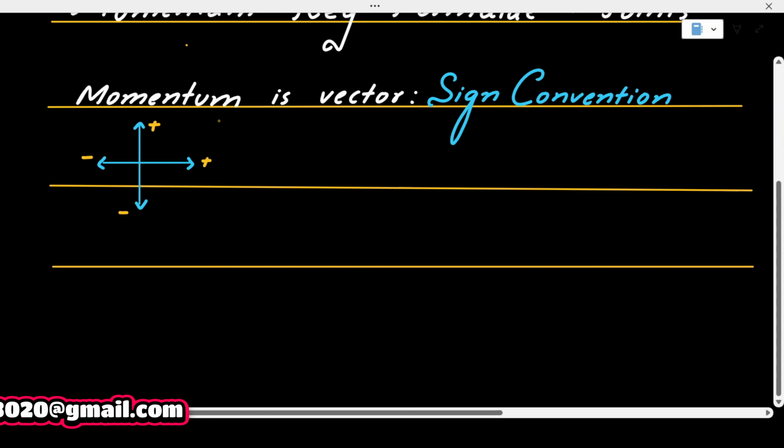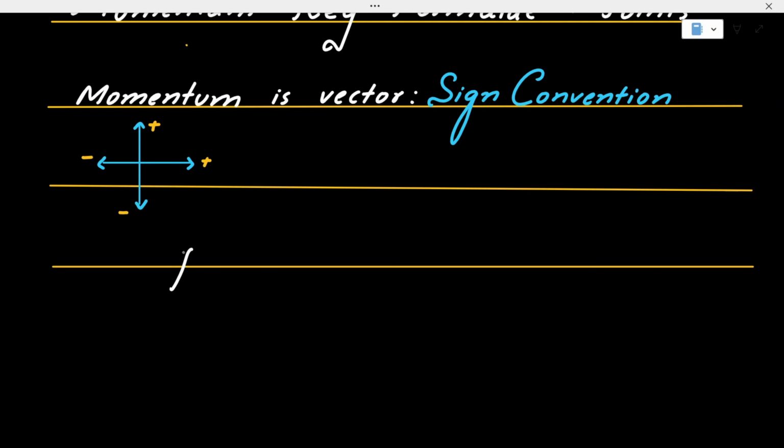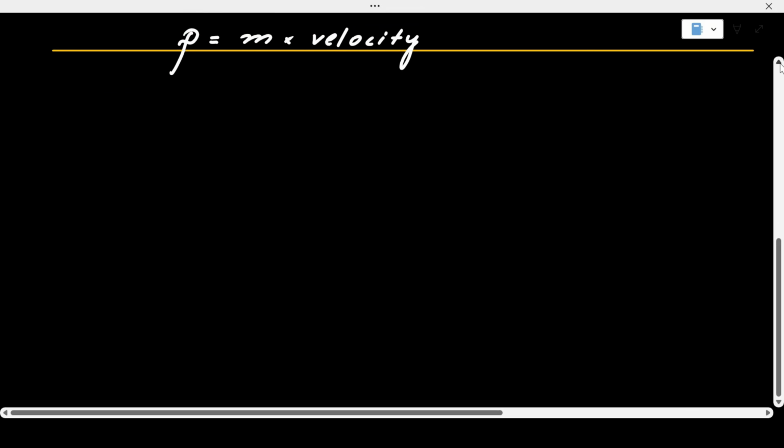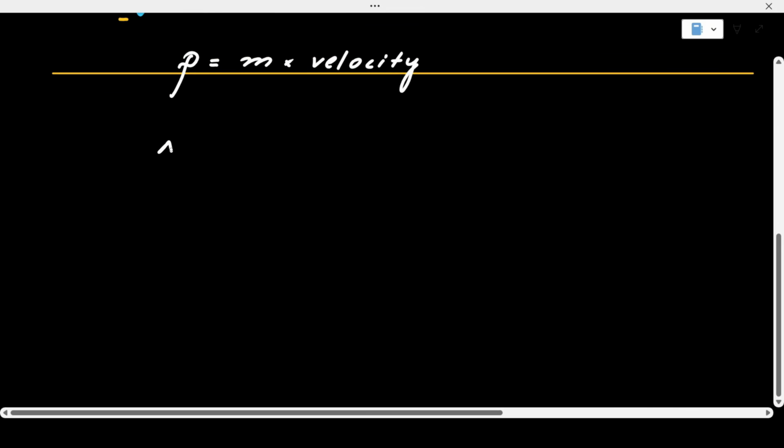What is the formula of momentum? We represent the momentum by small p, and that equals mass times velocity, not speed, instead velocity, which means momentum could be positive, could be negative.